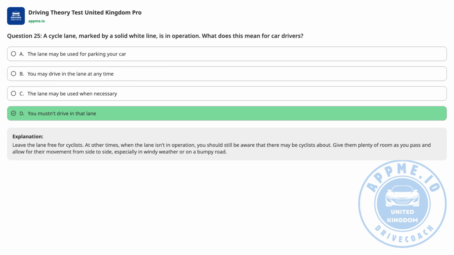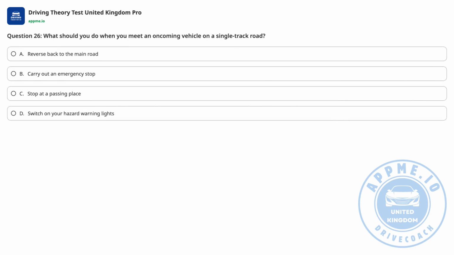The correct answer is D. Question 26. What should you do when you meet an oncoming vehicle on a single-track road? A. Reverse back to the main road. B. Carry out an emergency stop. C. Stop at a passing place. D. Switch on your hazard warning lights.